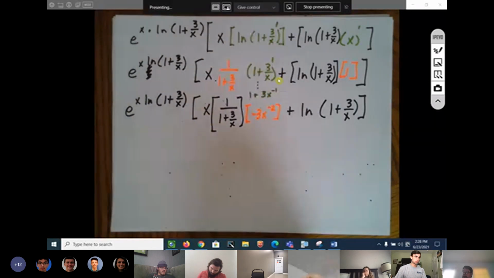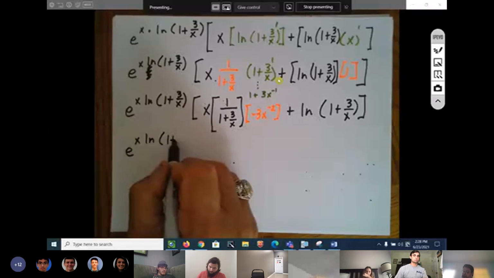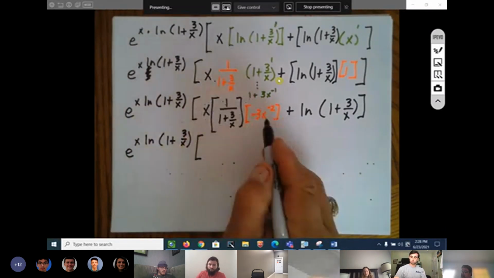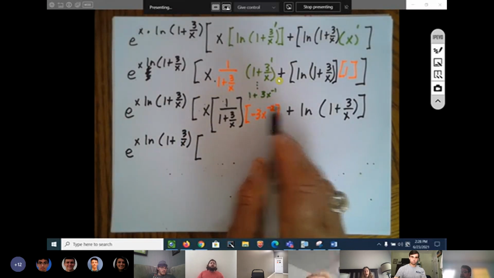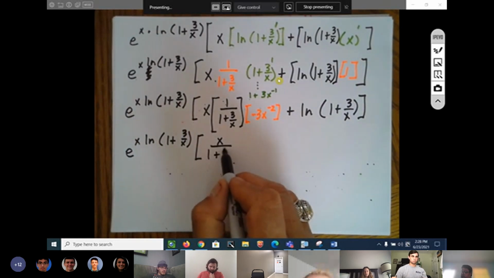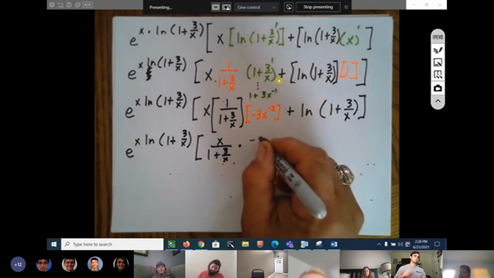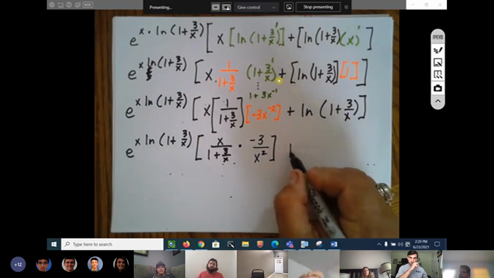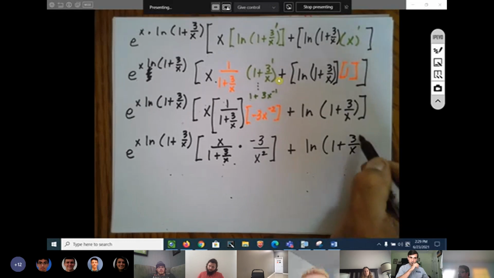So I'm going to rewrite everything now. So that's going to be e to the x, natural log of 1 plus 3 over x. That x and that negative 3, let's see, this is negative 3. So I'm just going to do this first. That's going to be x over 1 plus 3 over x times negative 3 over x squared plus natural log of 1 plus 3 over x.